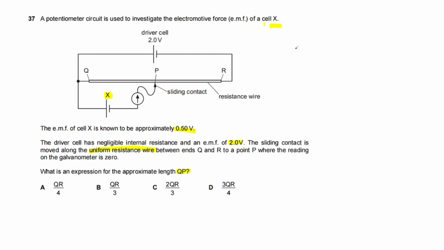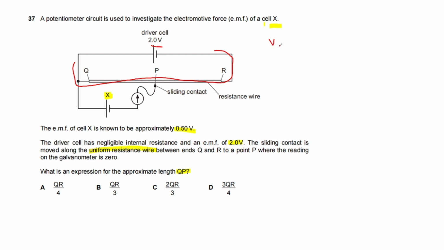In this question itself, it's given that it is balanced. So the potentiometer is now balanced and the voltage is distributed. Here, this driver cell is connected to this whole resistance wire, which is uniform, right? So the voltage is distributed throughout this length. It's having a particular resistance, right? So according to this resistance value, there will be potential drops throughout this length.